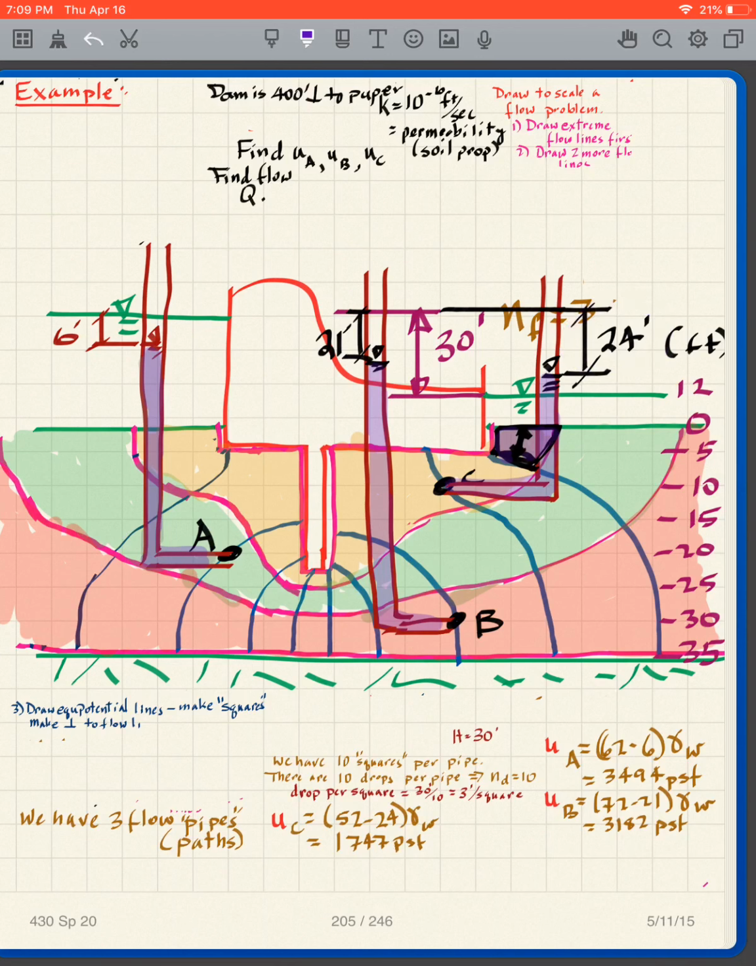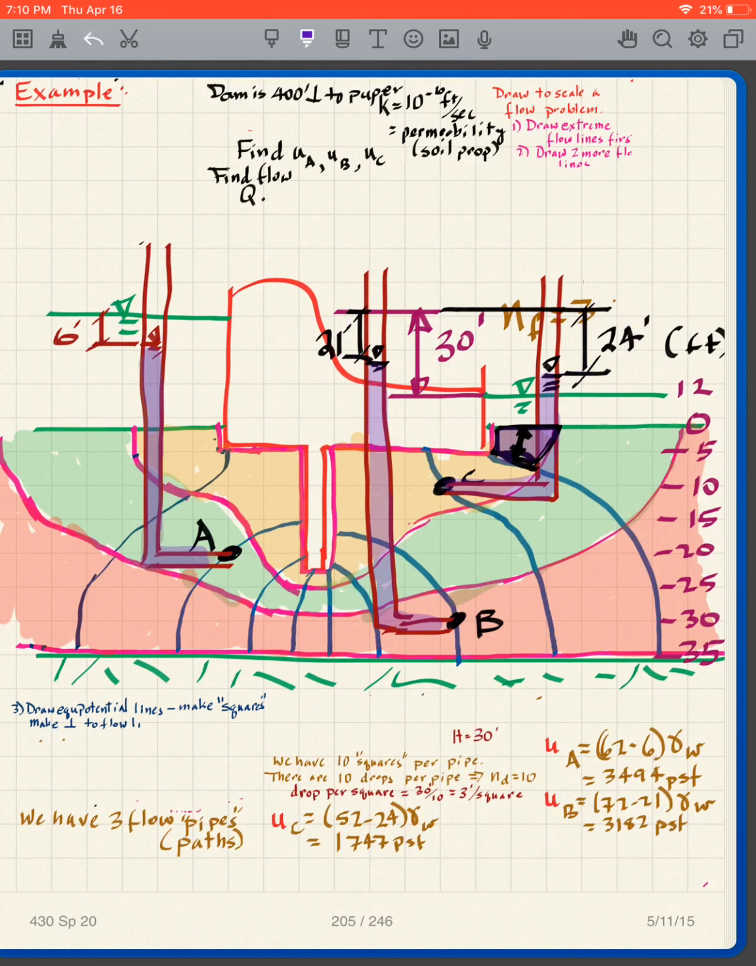Okay, so I now have established the 6 feet, the 21 feet, the 24 feet. Now all I have to do is look at my geometry and figure out the vertical distance between each point and the water level in its piezometer, for instance between point C and the water level, between point A and the water level, between point B and the water level. That is going to give me my pore pressure. So I just have to pay attention to the geometry.